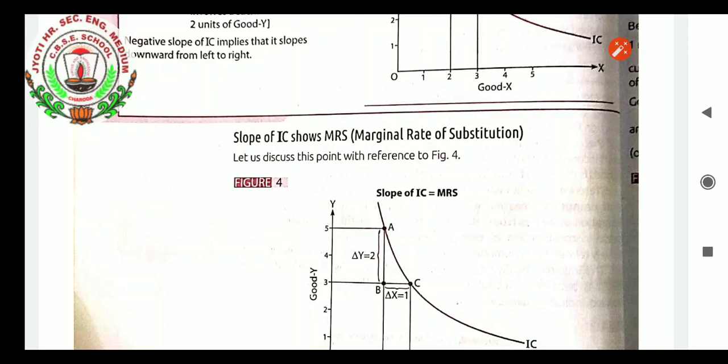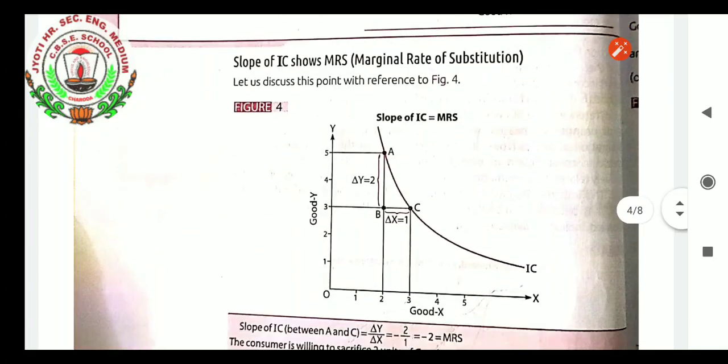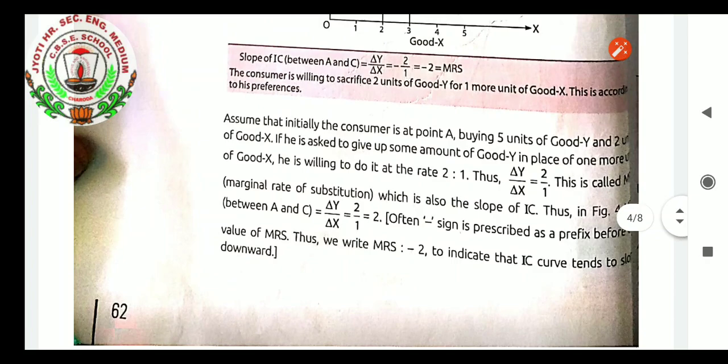Marginal rate of substitution: we have learned that when we want to increase the satisfaction level of one commodity, we have to sacrifice from the consumption of another commodity. Then only can the satisfaction be fulfilled, because resources are limited but needs and desires are more. So needs can be satisfied only when we shift from one good to another. And this rate of substituting one commodity for another is known as marginal rate of substitution. Now comes the slope of IC between A and C.